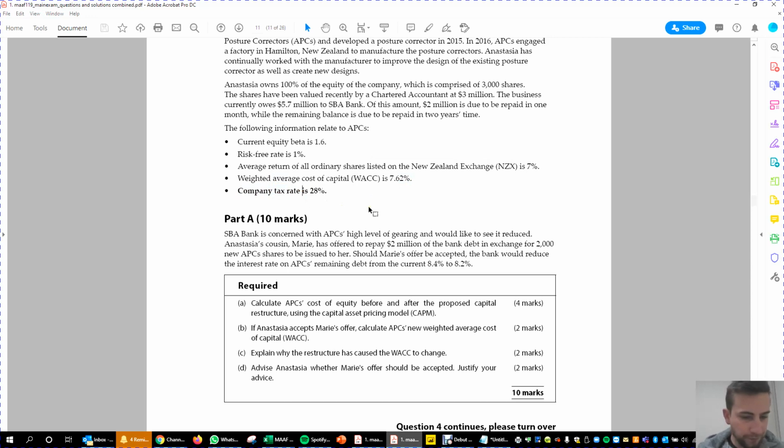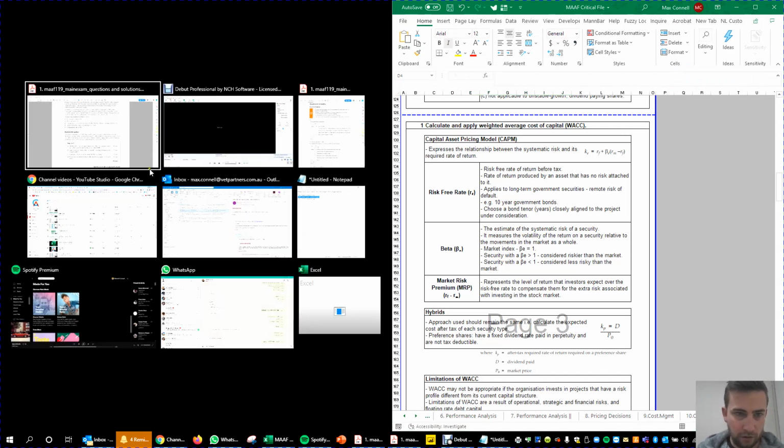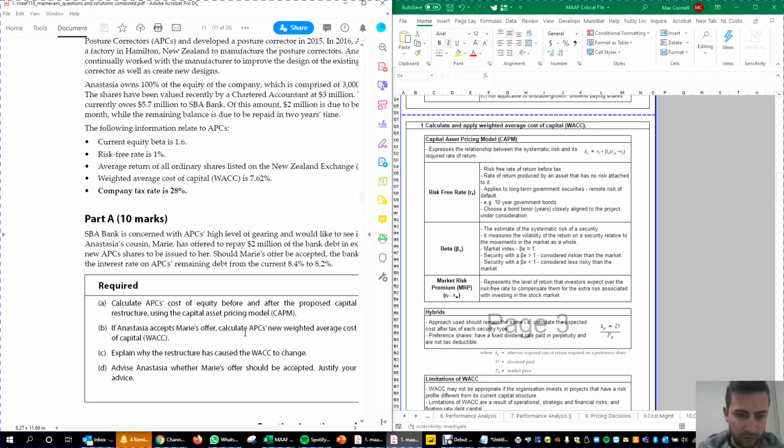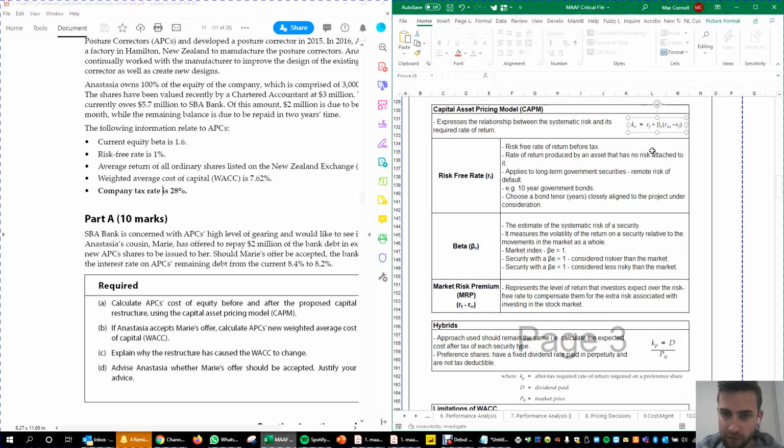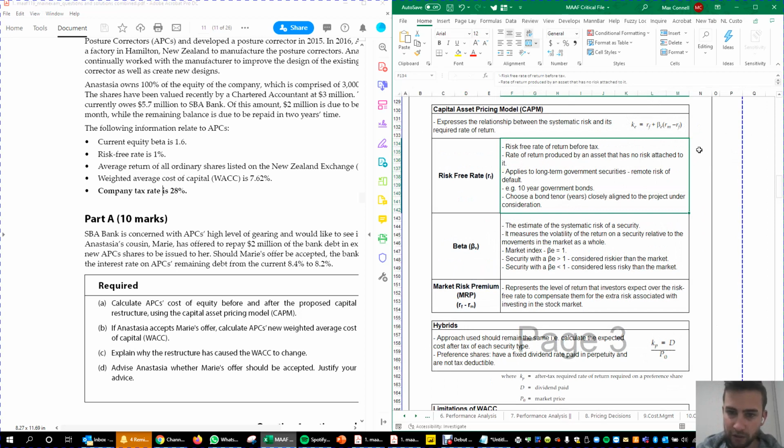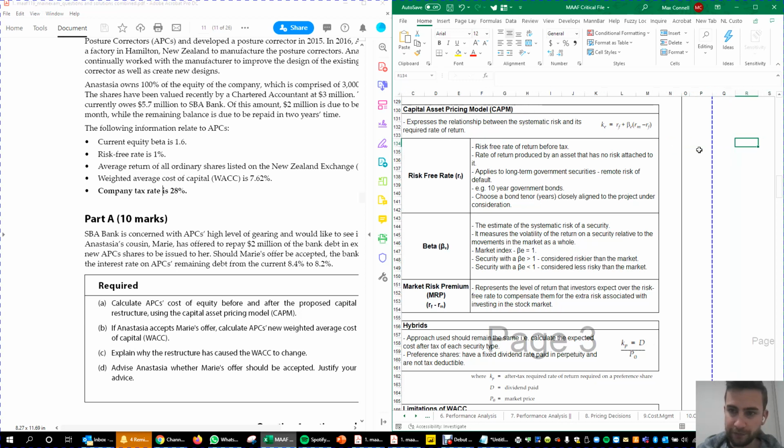Okay, so let's pull up the formula over here. We'll keep the question over here and we'll do the calculation off to the side. Okay, so first thing we need to do is pull up the CAPM formula, which we've got over here. So the cost of equity is equal to the risk-free rate plus beta bracket times the market risk premium.